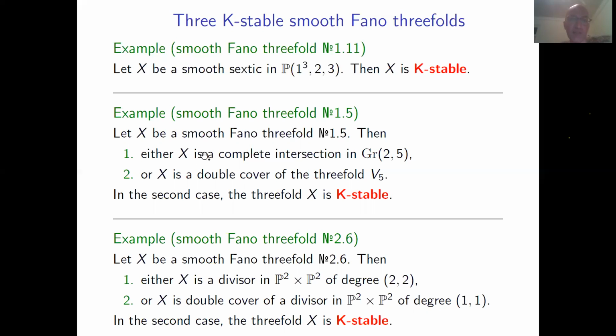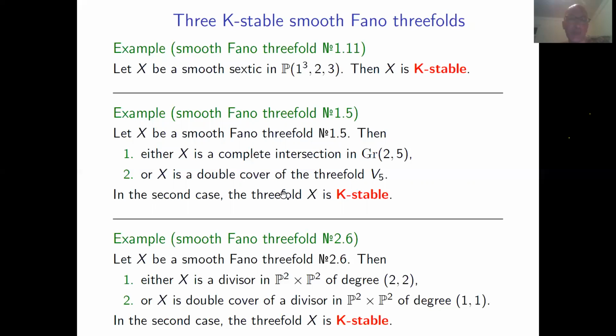The generic member is a complete intersection in this Grassmannian in the Plücker embedding with some quadric and with a linear subspace. But there's a degenerate member, which is a double cover of the threefold V5 we discussed before. So this guy is the degeneration of this. And to the second case, you can immediately apply Dervan's theorem.